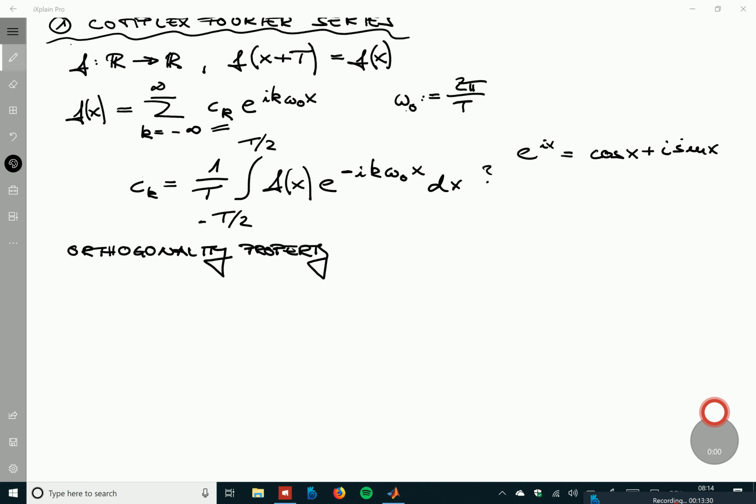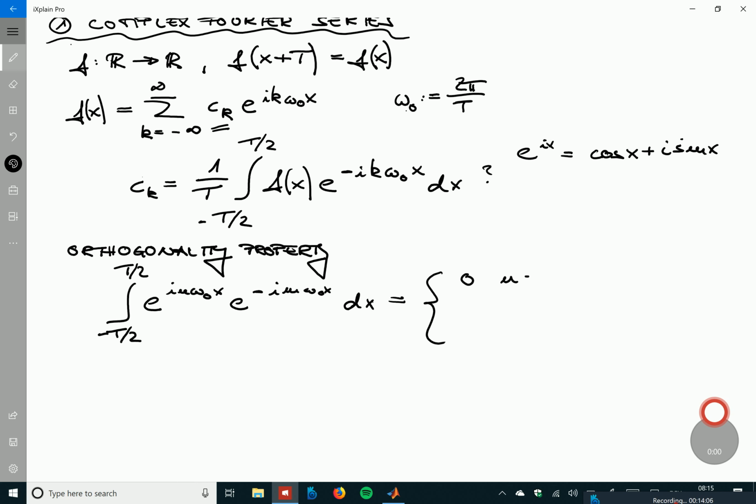So we have the following orthogonality property. If we form the integral from minus T half to T half of a complex exponential with frequency n omega 0 x times a complex exponential with frequency m omega 0 x dx, then this integral is 0 if the n doesn't match the m, and it's T if the m matches the n.